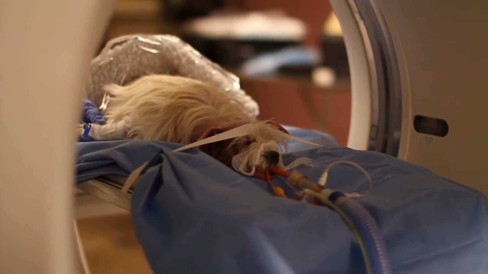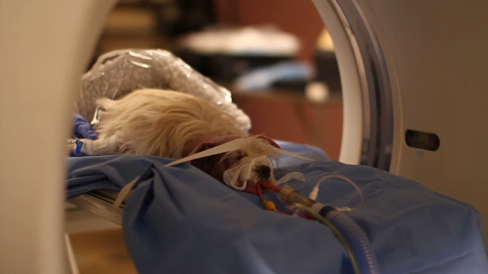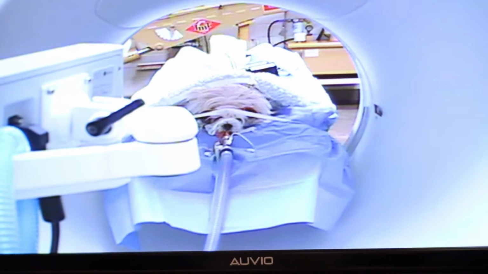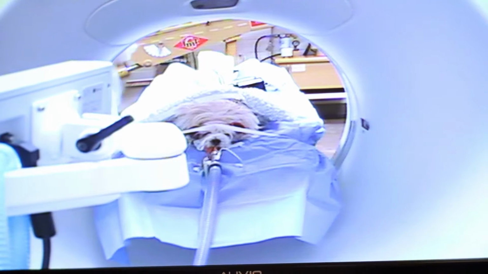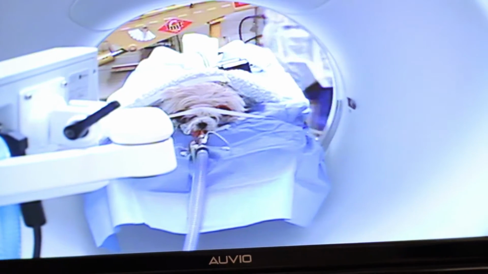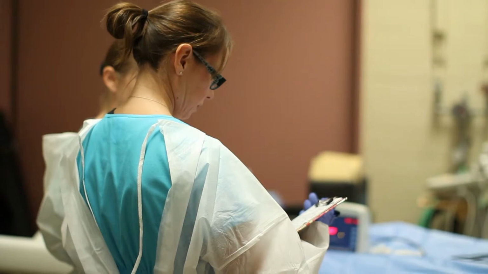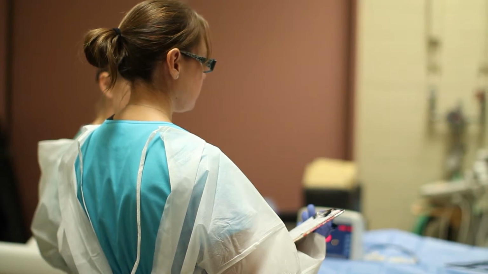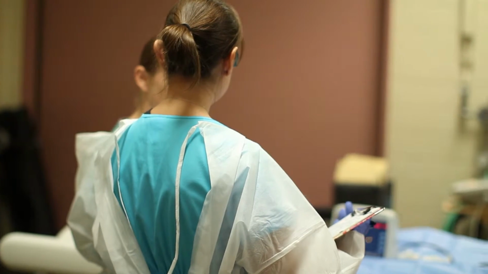CT is an X-ray-based technology, but it provides excellent anatomic detail for looking at different tissue types than the MRI. It's very useful for evaluating lung tissue, and in cancer imaging that's very important for looking for metastatic disease or even primary lung tumors. And it is very useful for evaluating the musculoskeletal system and particularly skeletal structures.